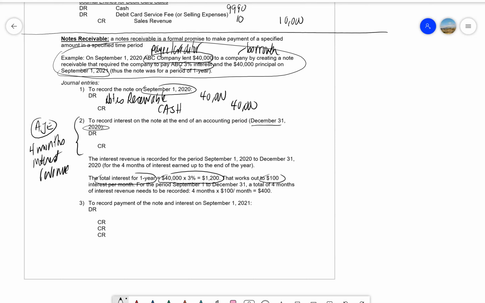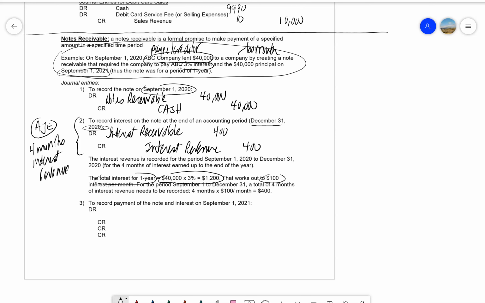Now, we know that whenever we record revenue, we're going to credit that account. So we're going to credit interest revenue for 400. The question is, what do we debit? Well, we're not going to debit accounts receivable because accounts receivable is reserved for the amounts our customers owe us. So we're going to set up this new receivable account called interest receivable. And interest receivable is going to be an asset account, just like notes receivable. And that's the amount that the borrower owes us in terms of interest at the end of December 31st, 2020.